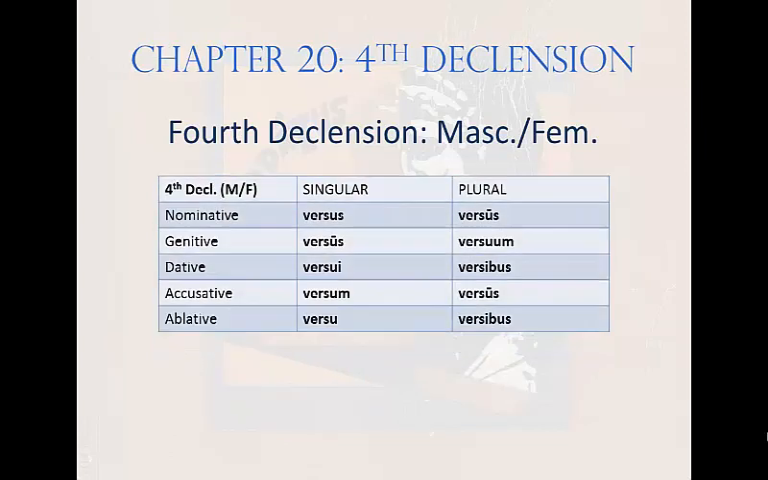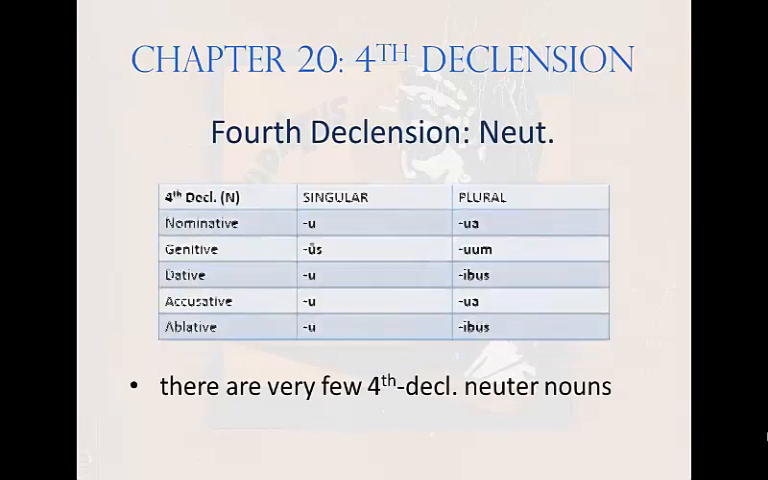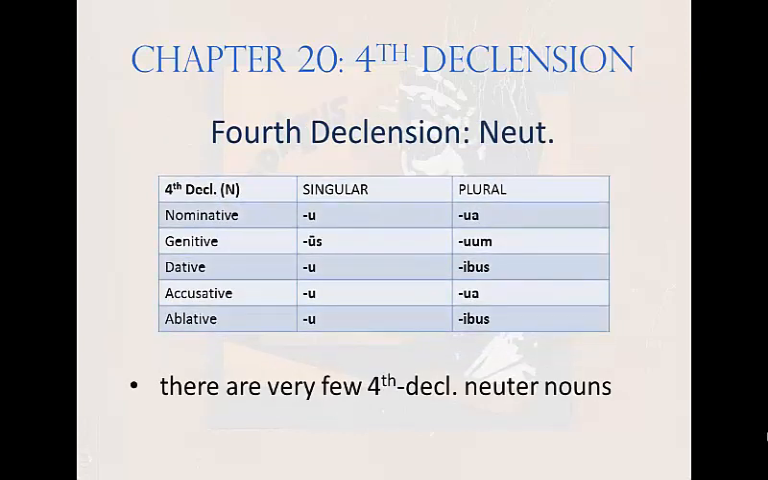And here is a fourth declension noun fully declined. Its translation follows the pattern of other declensions. That is, the nominative serves as the subject, the genitive shows possession, and so on. Fourth declension also includes a very few neuter nouns. Here are the endings for the neuter. U, us, u. I just love saying those.